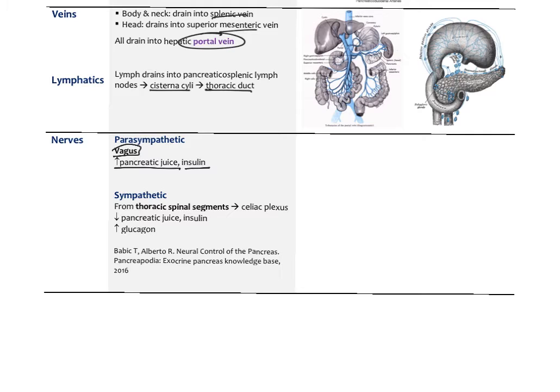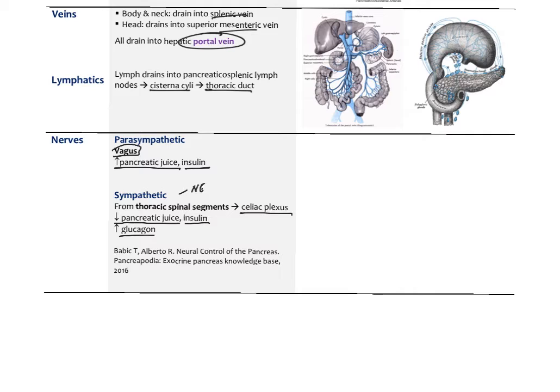The sympathetic nerves, which arise from the thoracic spinal segments, actually converge into a bundle of nerves around the celiac trunk right in front of the aorta. That's called the celiac plexus. When that is active, and of course the main neurotransmitter of the sympathetics is norepinephrine, when norepinephrine fires and hits the acinar cells as well as the islets of Langerhans, it's going to effectively decrease the secretion of pancreatic juice, decrease insulin, and will increase glucagon.